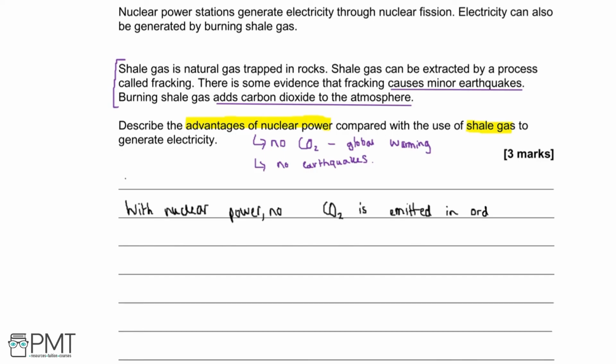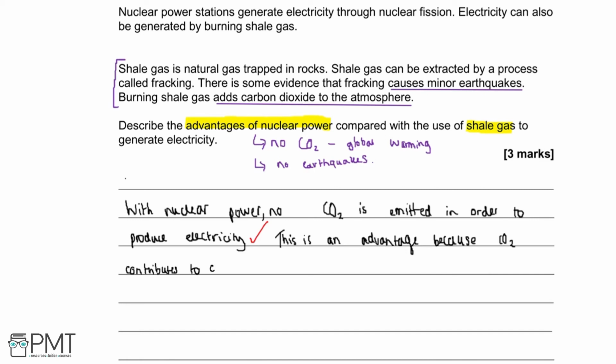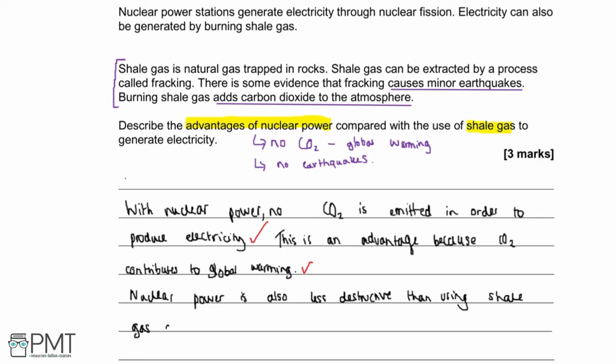Nuclear power does not require any CO2 to be emitted, whereas shale gas does. And then secondly, that this is positive because it does not cause global warming. Our 2nd point is to say that nuclear power is less destructive to the environment because it does not cause minor earthquakes. That would get us all 3 marks.